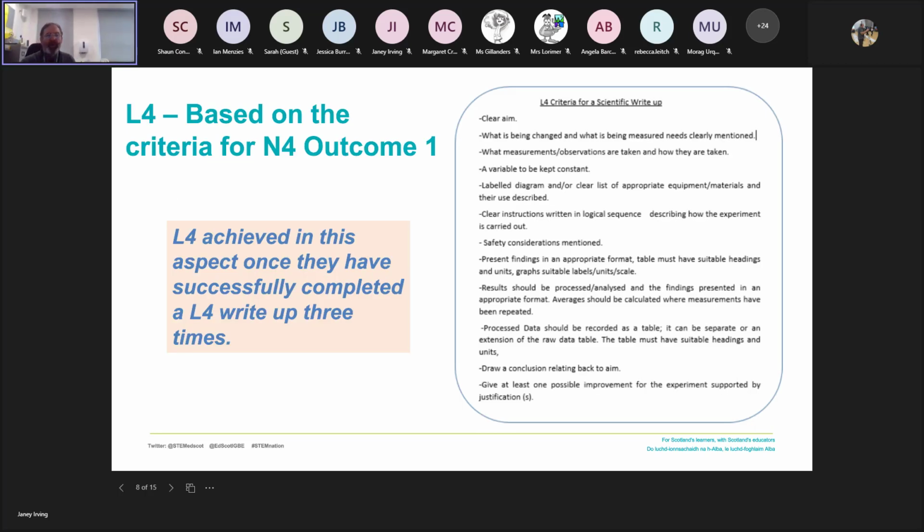Our level 4s are based on the National 4 Outcome 1. So they just get a blank piece of paper and then they are expected to write out the scientific write-up, going through all of the normal procedures: the aim, the variables, safety, method, results with a table and a graph, and then a conclusion and an evaluation on the experiment.